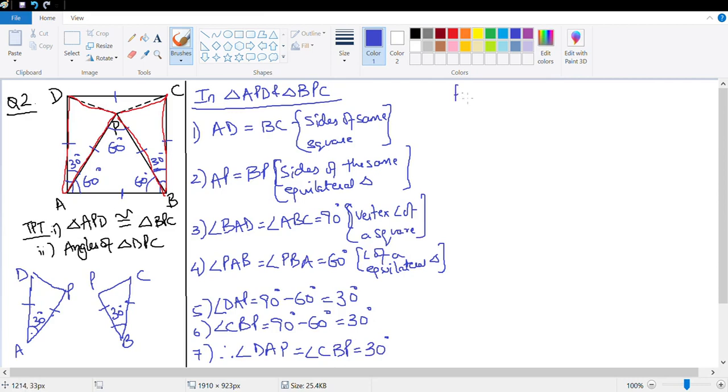So from 1, 2 and 7, this was one side, this was one side, and this is the included angle. From 1, 2 and 7, triangle ADP is congruent to triangle BCP using SAS test. Done. This is my number 8.